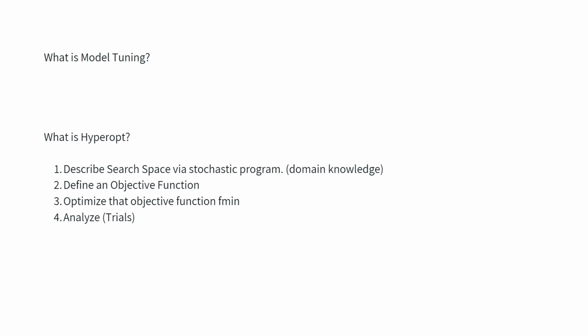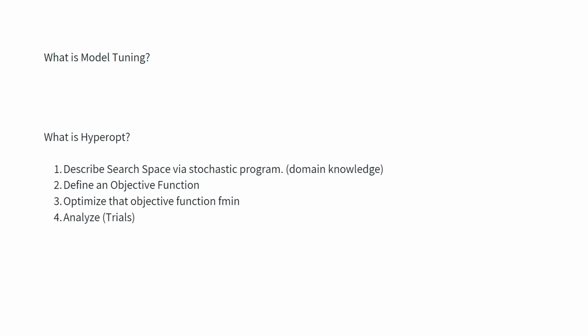First, we have to describe the search space. What is the search space? Well, the search space is the space in which we believe or we think that the best hyperparameters can be found. For that reason, domain knowledge is very important, because depending on the type of problem that you are trying to solve and the type of machine learning model that you're using, this search space might be different.